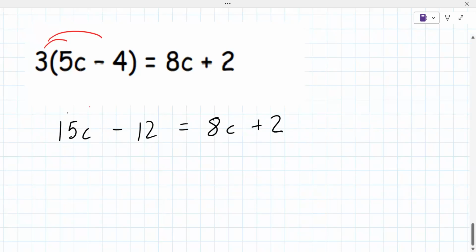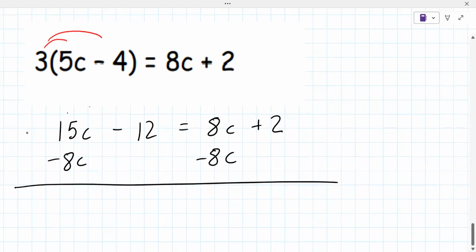And from here, we're going to move the variable. You've got to move the variable. So are you going to move the 8c or the 15c, and that's where you subtract 8c from both sides, because that's the smaller one. You move the smaller to the larger. 7c minus 12 equals 2.